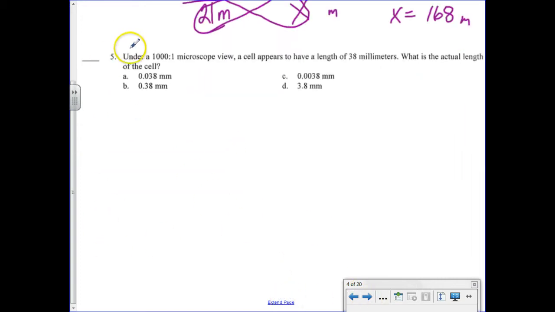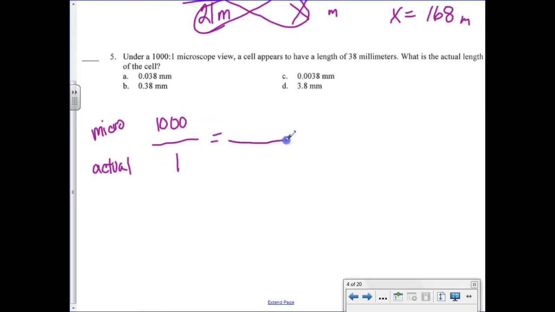A microscope. Under a 1,000 to 1 microscope view, a cell appears to have a length of 38 millimeters. What is the actual length of the cell? So we're comparing the microscope size versus the actual size or the real size. And now remember, the microscope is enlarging for us, so it's getting much larger than it is. That's why this 1,000 to 1, 1,000 is the microscope view as opposed to 1 for the real or actual one. Okay, 1,000 to 1, the microscope to the real.